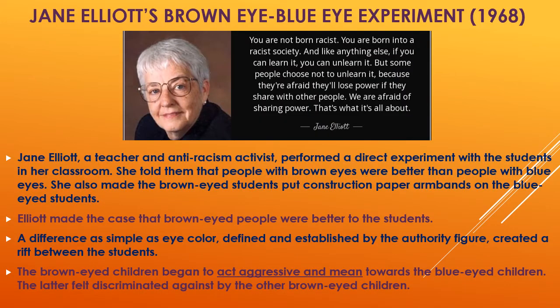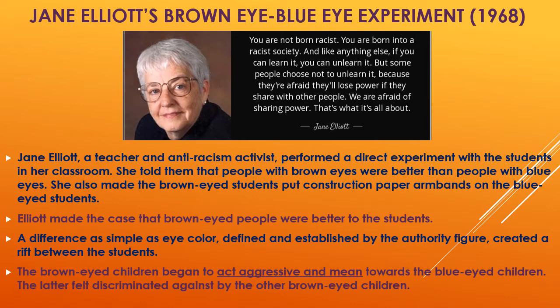So in 1968, there was a third grade school teacher. Her name was Jane Elliott. She was in Iowa, and she was motivated to construct this experiment to demonstrate prejudice called the brown eye, blue eye experiment.